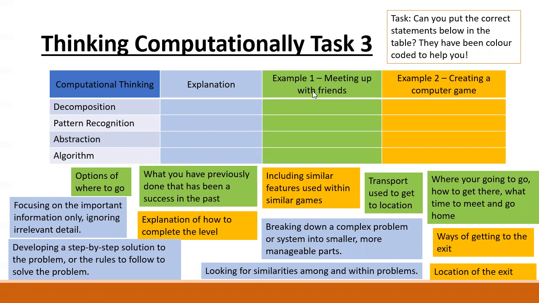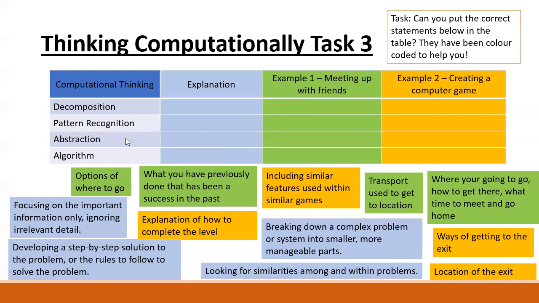Okay, so meeting up with friends. Which one would be decomposition? I think it might be this one. Options are where to go. And you think so? Options means more than one thing. It's plural. So which? Okay, and then what would be pattern recognition? Yes, that's what I read. What you've previously done would be pattern recognition.